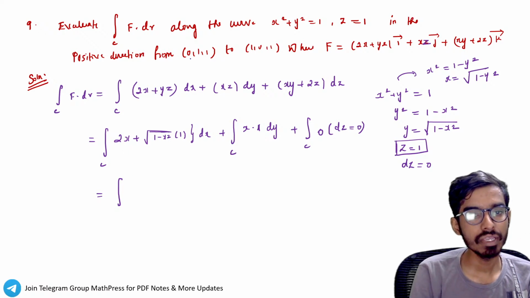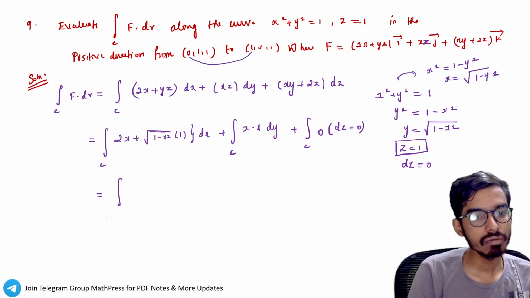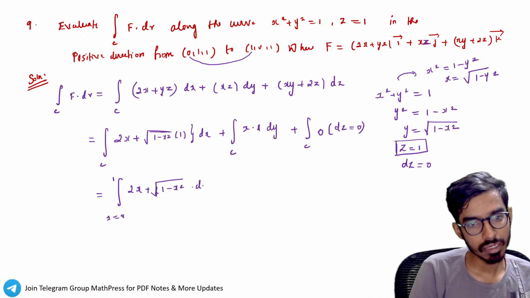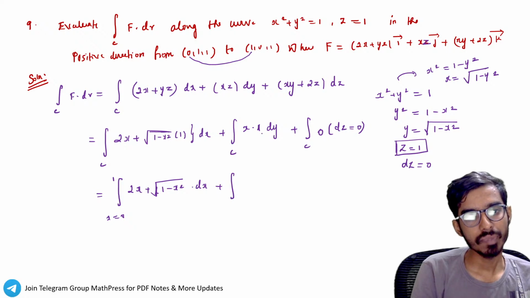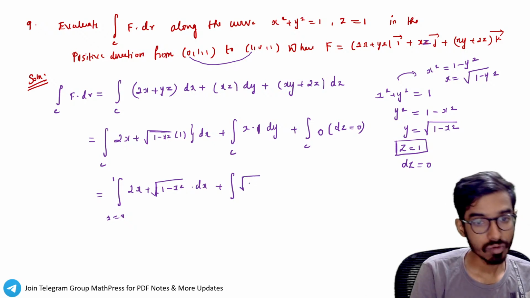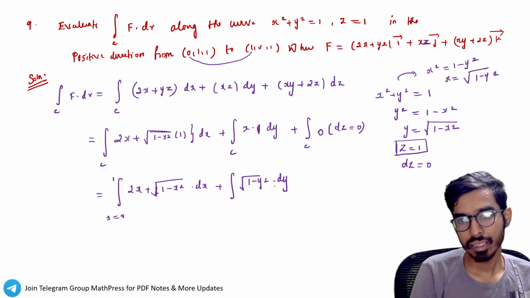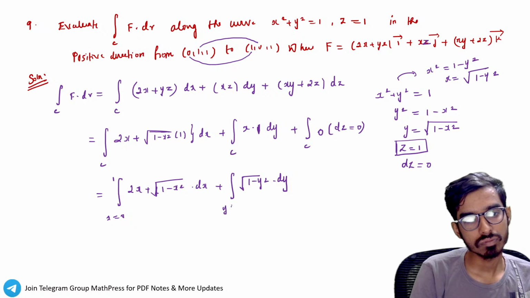That means you need to vary x. So x varies from 0 to 1. 2x plus root of 1 minus x square dx. Here you can see I'm converting everything in terms of y, right? x into 1. So x is root of 1 minus y square into dy, and we are converting everything in terms of y. So y varies from 1 to 0. That's it, right? So you need to integrate this to get that.